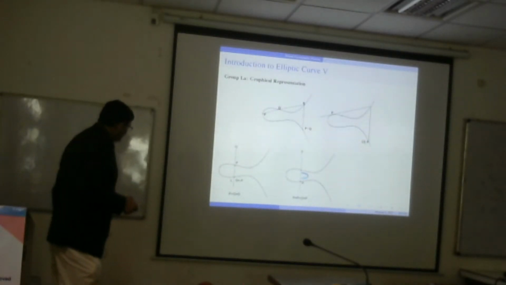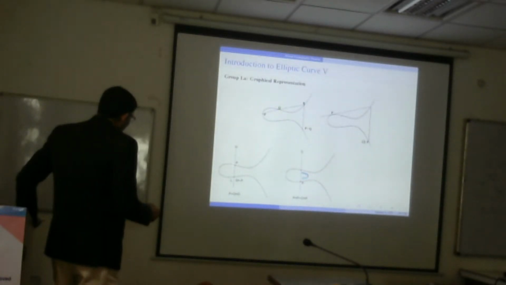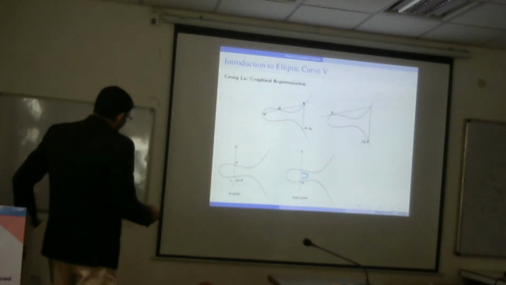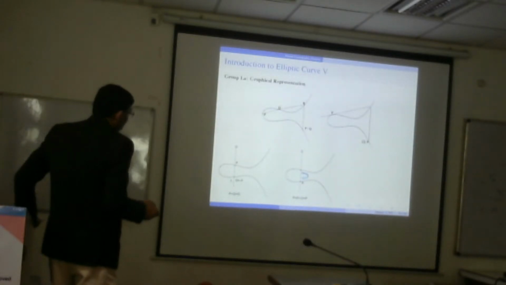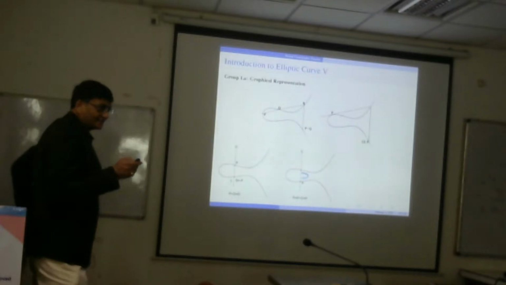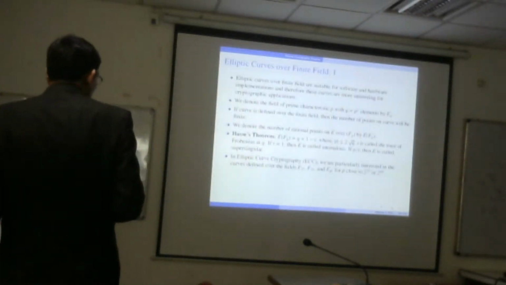Similarly, for the inverse of P, you just have to take the reflection of that point. This will be minus P, because when you add these two points, the line intersects the third point at infinity. So addition, identity, and inverse all exist. That is how the elliptic curve forms a group.